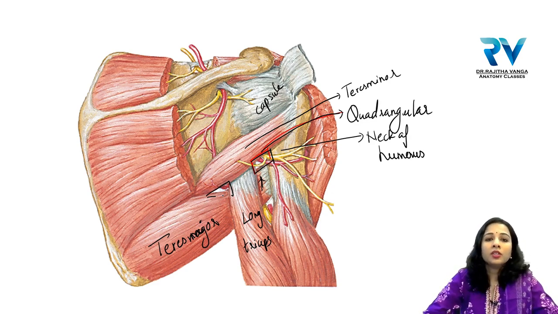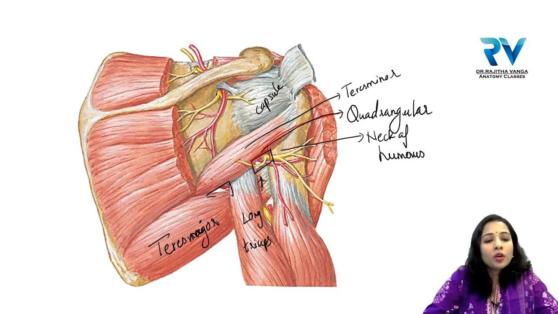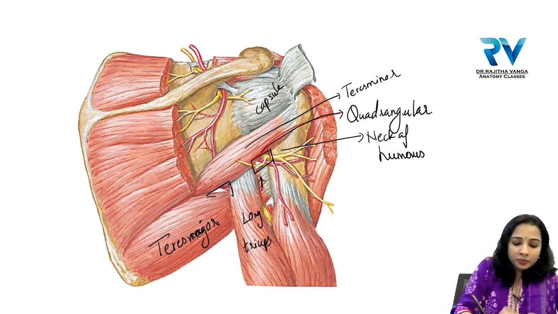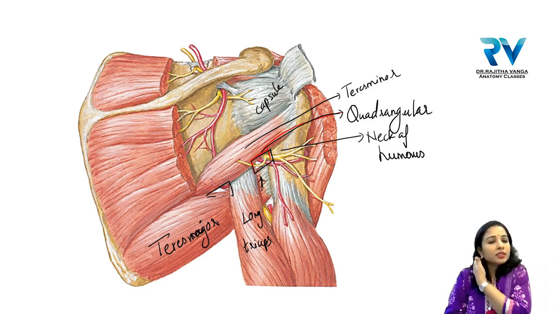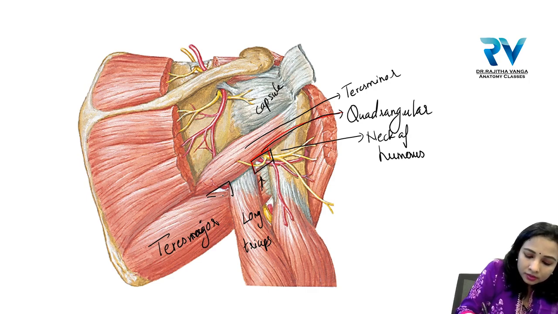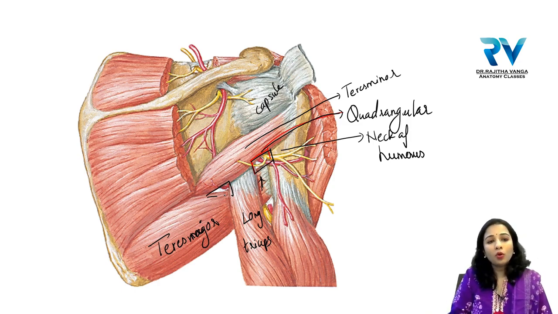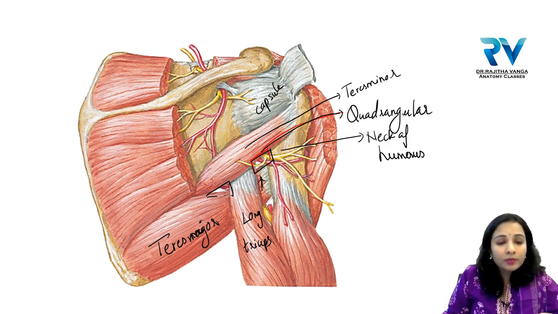So here we would discuss further the lower triangular space. Lower triangular space is this space. We can see this is the upper triangular and this is the quadrangular space. In the lower triangular space, above it is bounded by teres major. I hope you can guess it now. Laterally it is bounded by the shaft of the humerus, that is the radial groove or shaft of the humerus. And medially it is bounded by the long head of triceps. And we can see a nerve and artery passing through it.